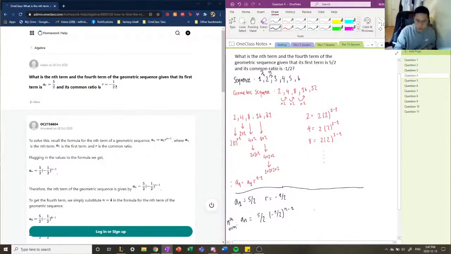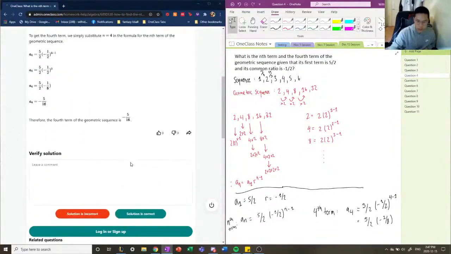All right, so the fourth term will just be a4 equals 5 over 2 times negative 1/2 to the power of 4 minus 1, or the power of 3. Okay, so that'll be 5 over 2 times negative 1 over 8. And that gives us negative 5 over 16. All right, cool.